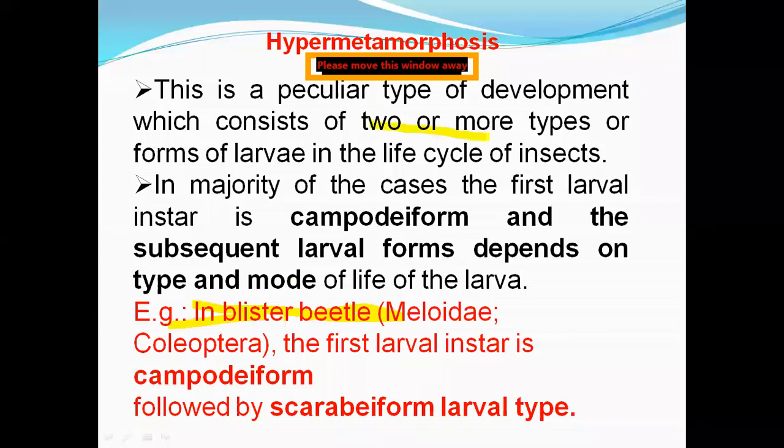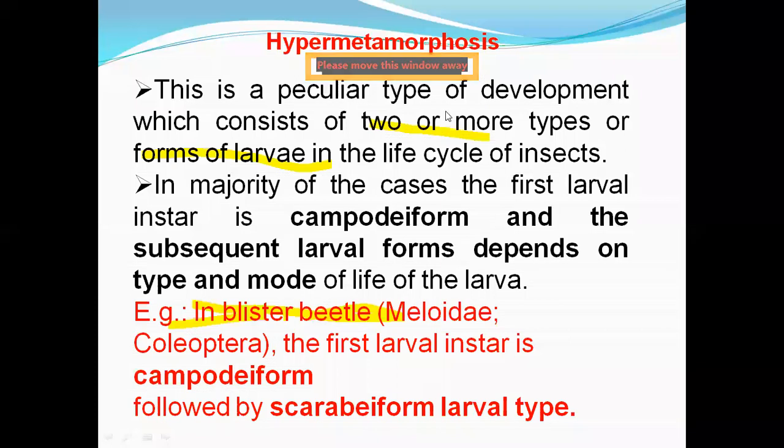Okay, two or more types of larval forms occur here. If you look at the previous types of metamorphosis, there is the same type of larva. But here, in hypermetamorphosis, there are somewhat different types of larval forms during the development, or during the completion of the life cycle, of this insect, the blister beetle.